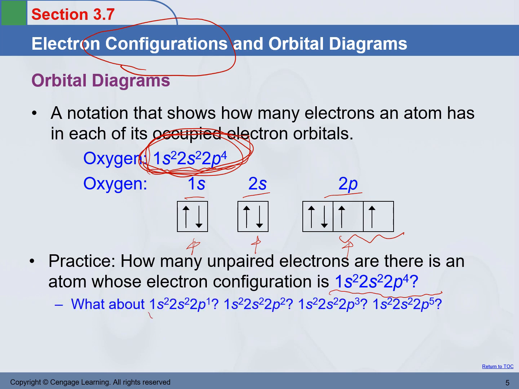What about 1s2, 2s2, 2p1? Let's draw 2p here. 2p1. Oh, there's only one electron that is unpaired. What about 1s2, 2s2, 2p2? 2p2. Okay, 2 electrons are unpaired. 2p3. 3 electrons are unpaired. 2p5. 3, 4, 5. Only one electron is unpaired. Make sense to you?